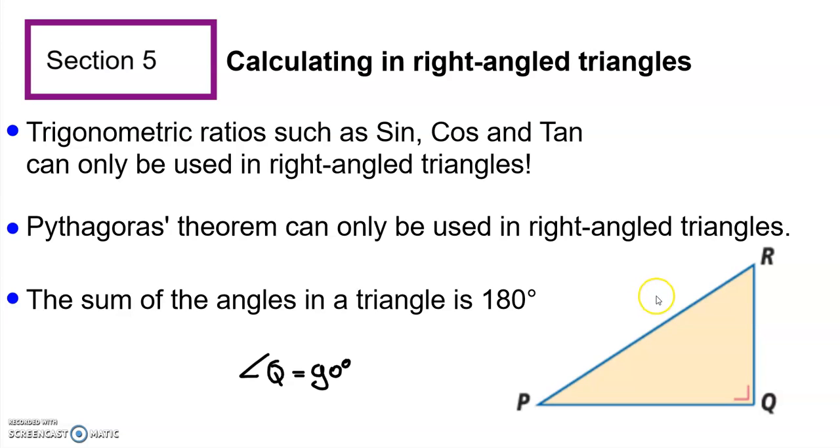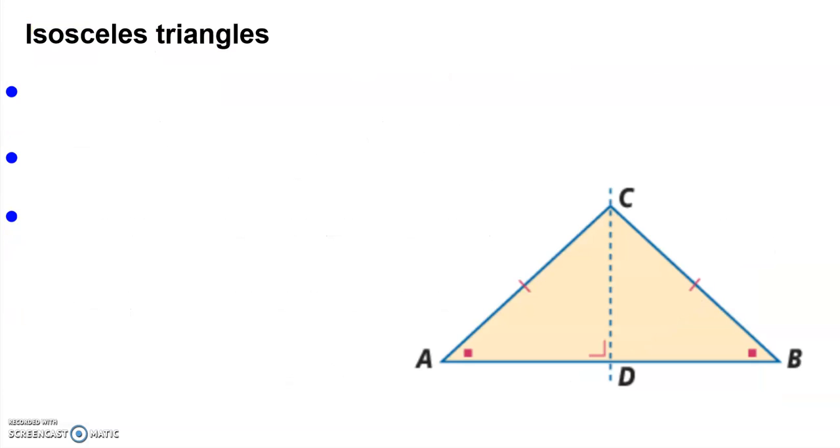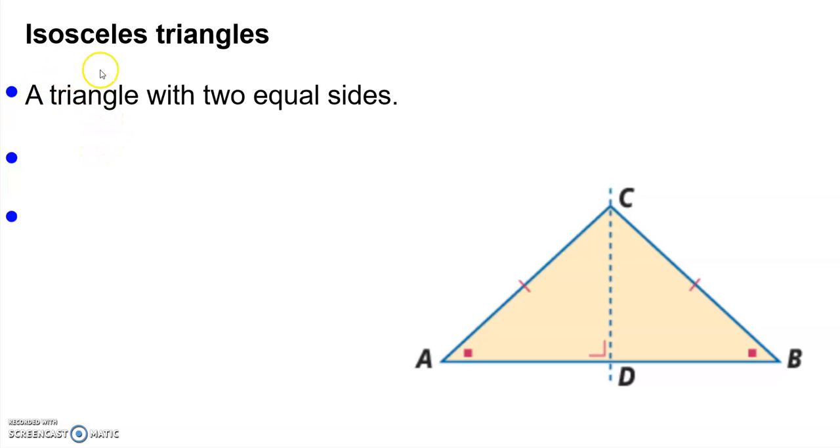So is the right-angled triangle the only special triangle? And the answer is no. There are two more special triangles, and I'm going to show you which ones. First, the isosceles triangle, and we've seen this in year 1. What is an isosceles triangle?